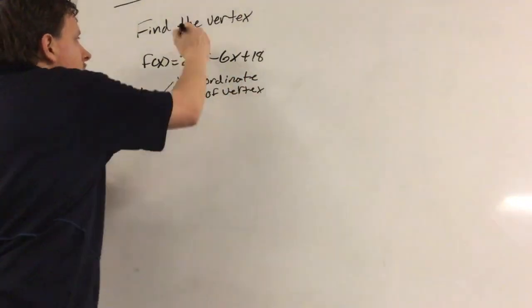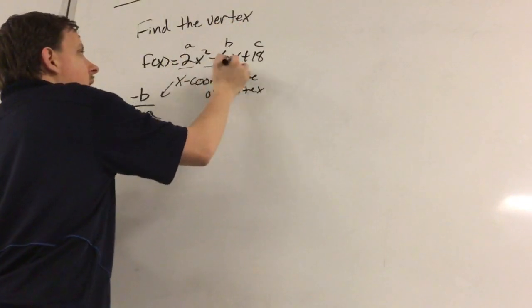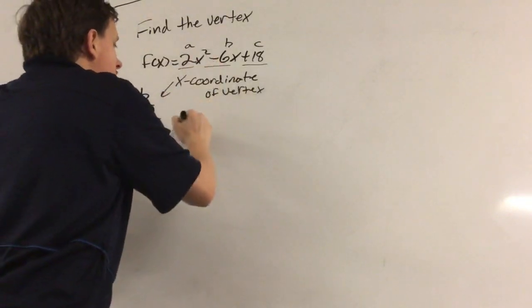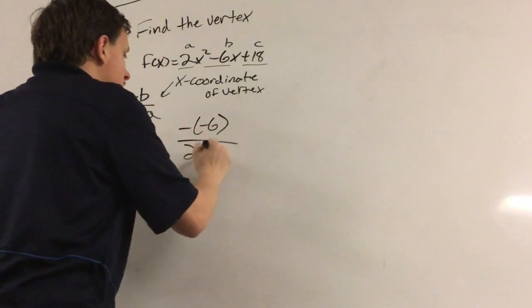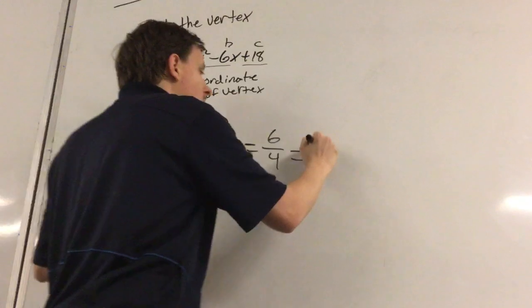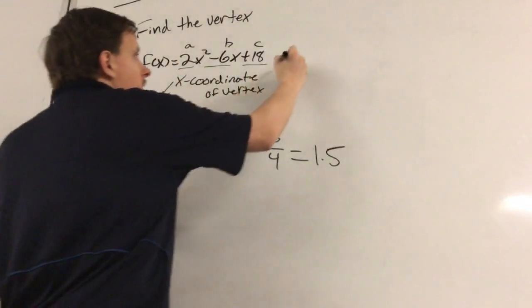So negative b over 2a, I have a, b, and c here. A is positive 2, b is negative 6, and c is positive 18. Negative b is negative 6. 2a is 2 times 2. So this turns into positive 6 over 4, or 1.5. That's going to be the x value of my vertex.